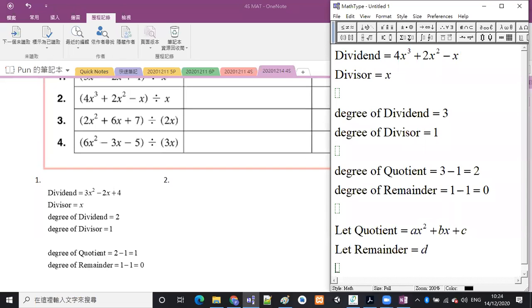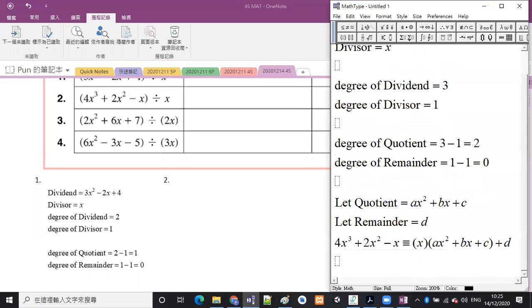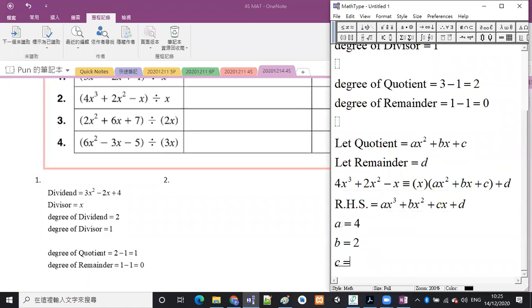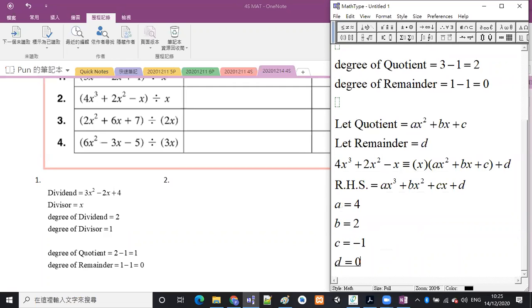The dividend is 4x cubed plus 2x squared minus x, which should be identical to the divisor x times the quotient ax squared plus bx plus c, plus the remainder. The right hand side should be expanded. It should be ax cubed plus bx squared plus cx plus d. Then just compare the coefficients of like terms from both sides, and we have a equals 4, b equals 2, c equals -1, and d equals 0.